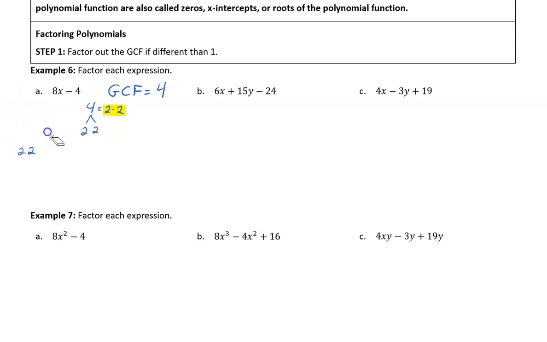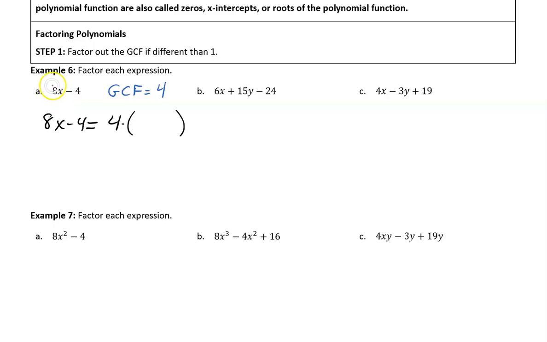So I'm going to erase this here, give us a little more space. So 8x minus 4, my GCF is 4. So I'm going to write the 4. I'll say 8x minus 4 is equal to 4 on the outside. So here's my distributive property. I'm undoing the multiplication that would go in.